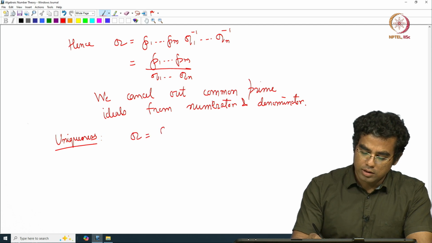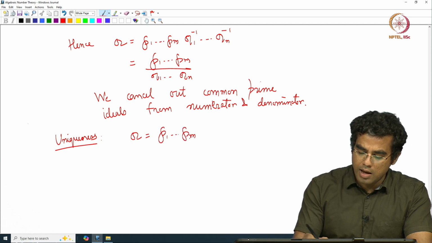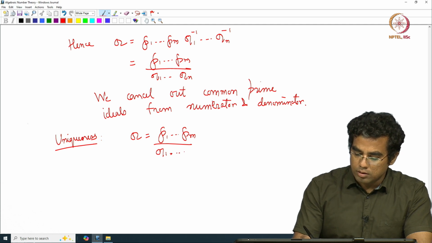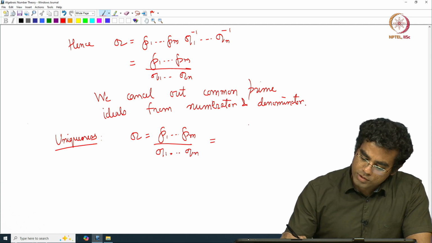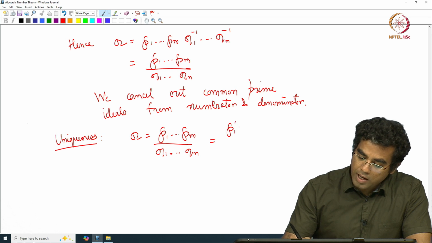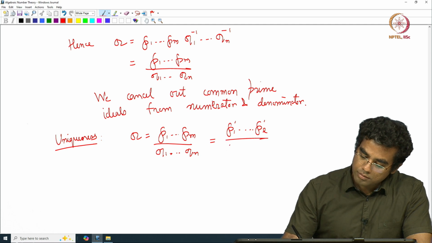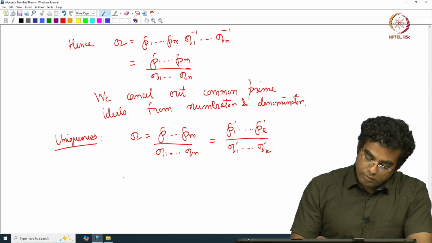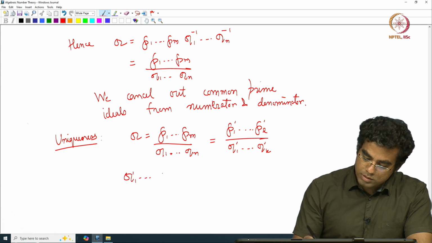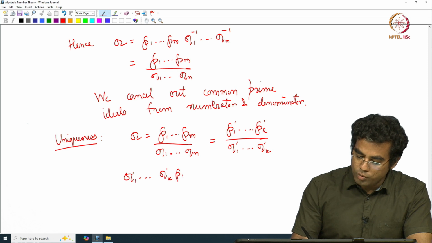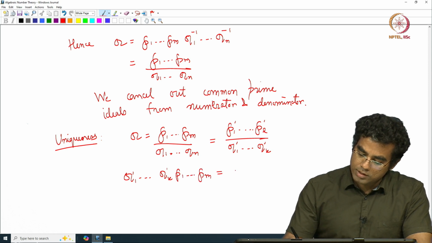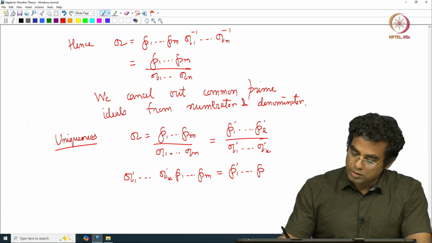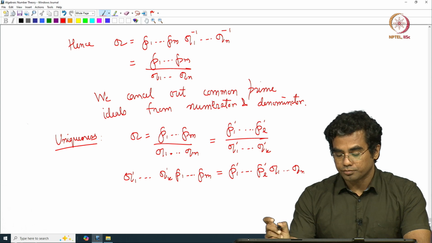Okay, so, if A is P1 up to Pm over Q1 up to Qn, which is also the same as P1 prime up to PL prime over Q1 prime up to Qk prime, then we get Q1 prime up to Qk prime times P1 up to Pm is equal to P1 prime up to PL prime times Q1 up to Qn.